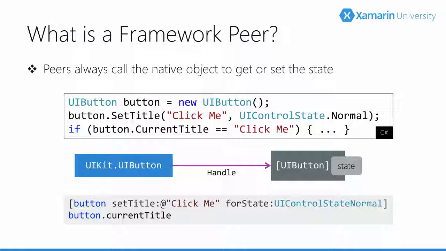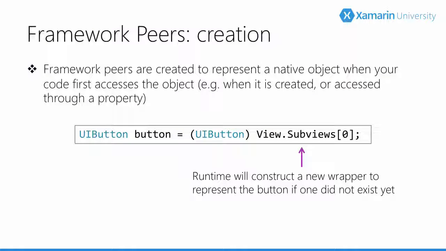So the only state that the managed peer has for a framework peer is the IntPtr handle itself. Everything else is pushed over to the native iOS runtime. The framework peer just holds that handle so that it can retrieve and access the state and the methods that are available on the actual native object itself. Everything else is always contained inside the native object. So this provides for some interesting optimizations in the framework.